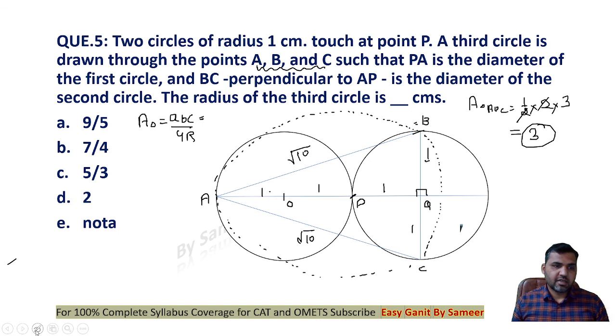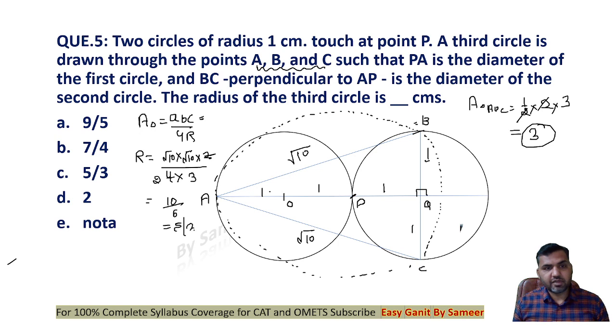You see that? This is the base BC and this is the height AQ, right? So half into base 2 and the height 3. Now just put the values here. The circumradius would be root 10 multiplied by root 10 into the third side, which is 2, upon 4 times the area of the triangle, which is 3. This gets cancelled with 2. This is 10 upon 6, which is equal to 5 upon 3, which is option number C. That's the correct answer, guys.